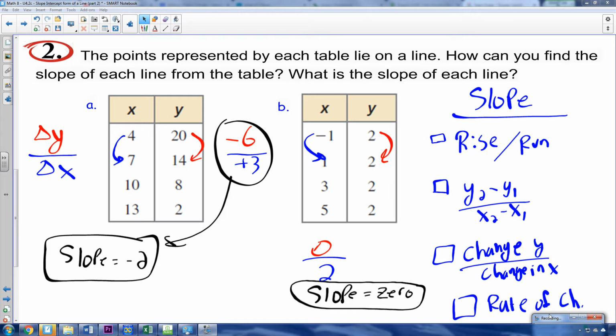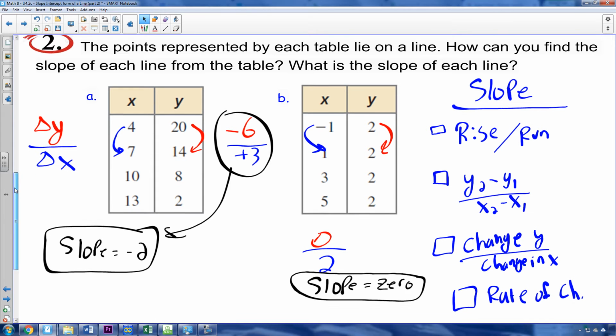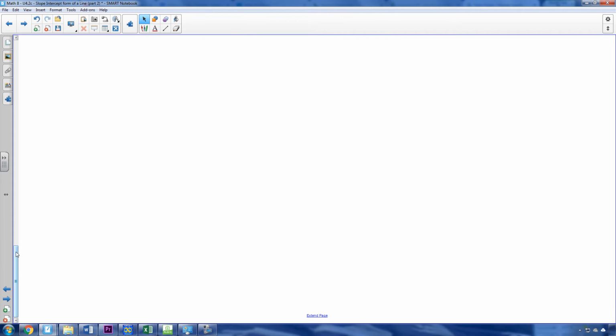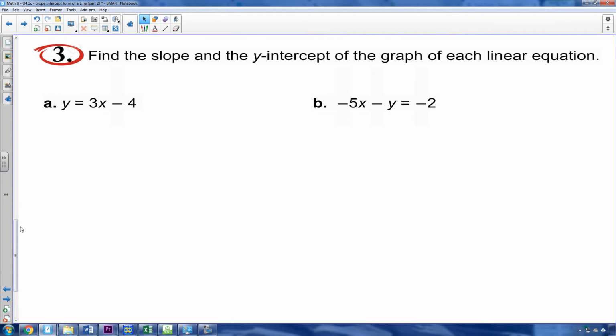So let's move on to part 3. And this is saying find the slope and the y-intercept of the graph. Now, these two problems are going to be really crucially important. We're going to need a lot of practice with these.